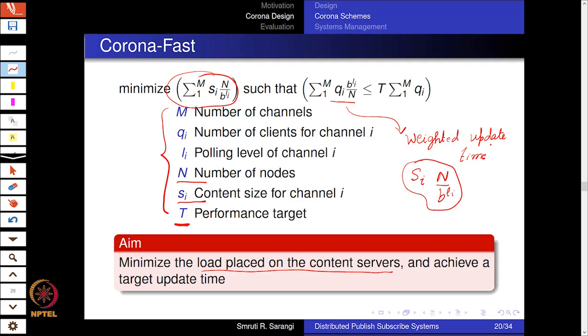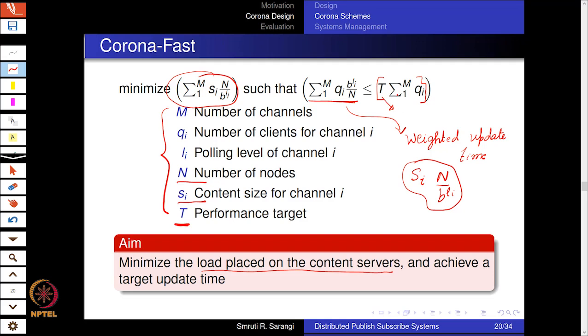This is the weighted update time. So this is essentially the update time weighted by the number of clients. So we want to keep the update time less than a certain threshold. There are two aspects to this threshold. One is a constant, and the other is the total number of clients.